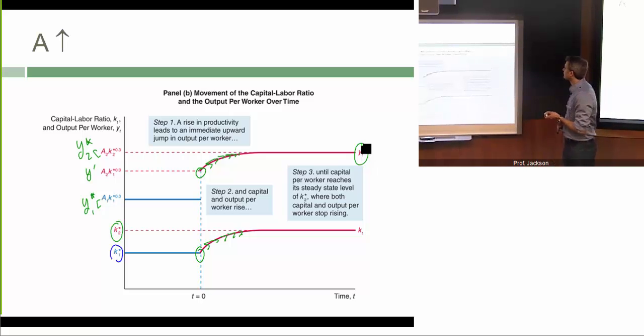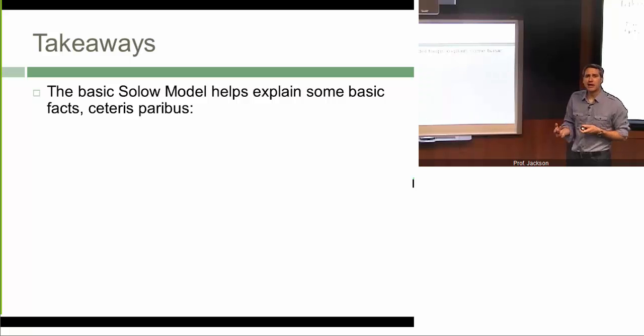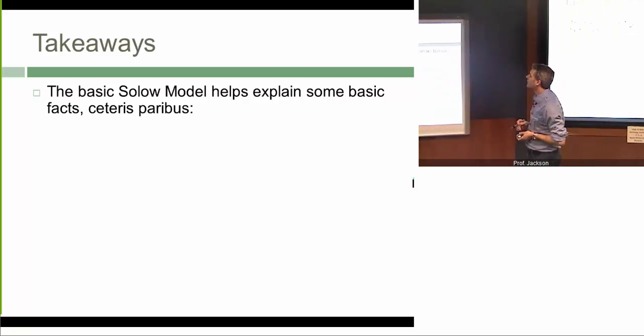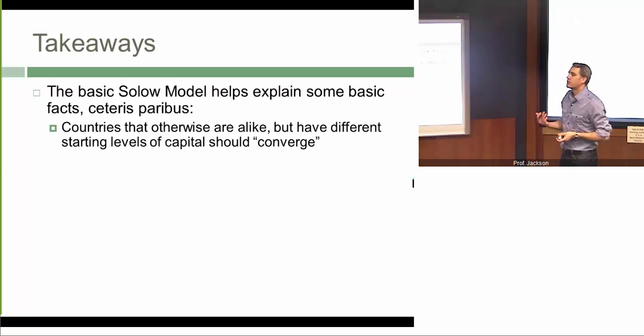Okay. So there are a few pieces of the puzzle to take away from this somewhat complicated, but also very basic in some ways, Solow model. The basic idea is that the Solow model in its basic form allows us to say some basic things about what we see in the real world with the data. Holding everything else constant, that is ceteris paribus, countries that otherwise look alike in terms of savings, technology, and population growth, but have different starting levels of capital should converge over time.